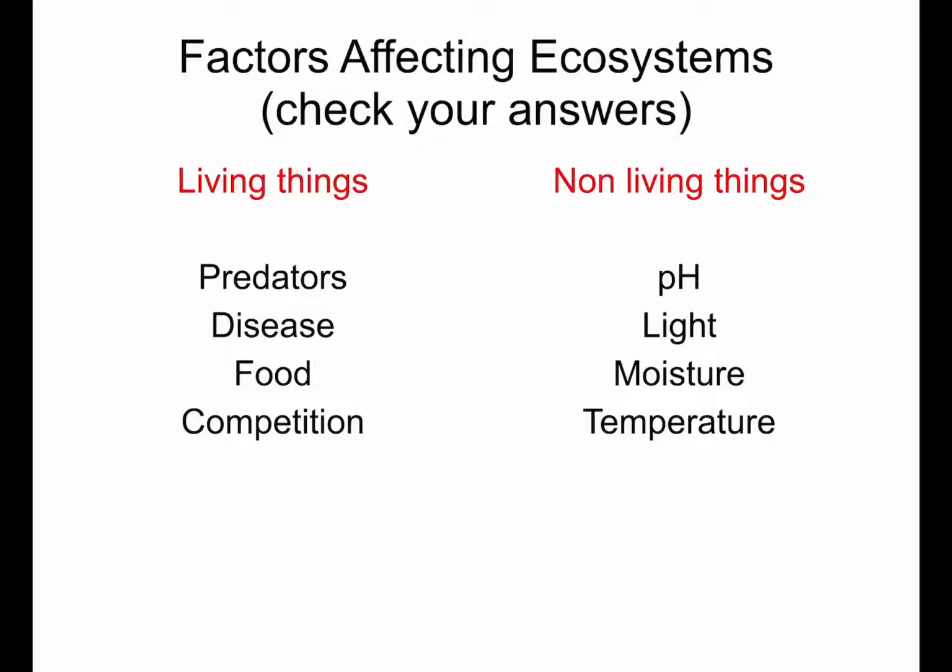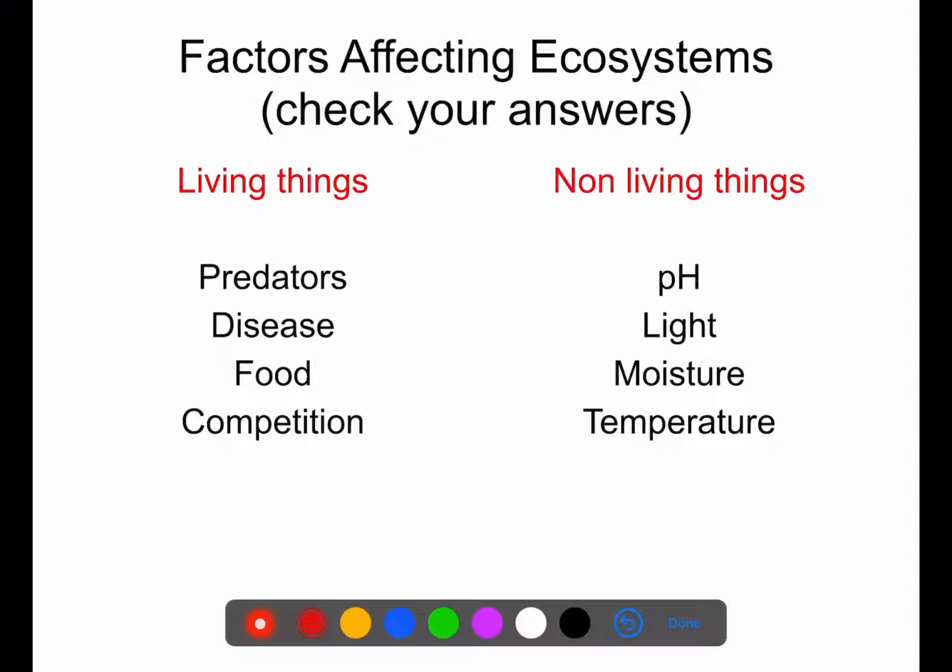So the living things are predators. So predators are things which would look for other living things to eat. Disease, so things like viruses, bacteria, fungi, things that could cause disease. Food, so that's either plants or other animals. And then competition, so this is other living things that are competing for the same resources.